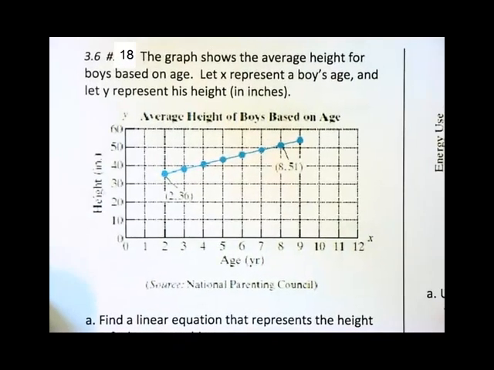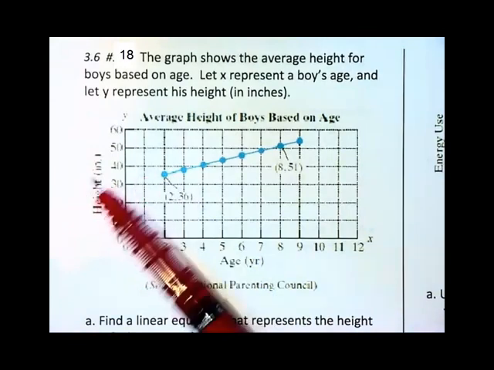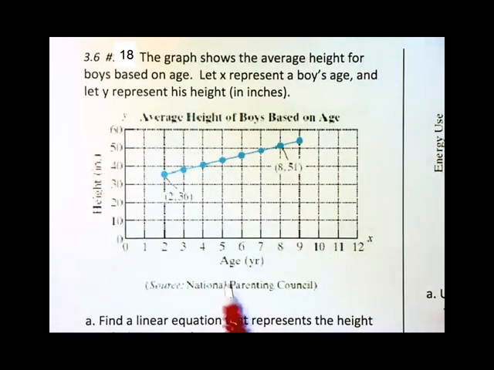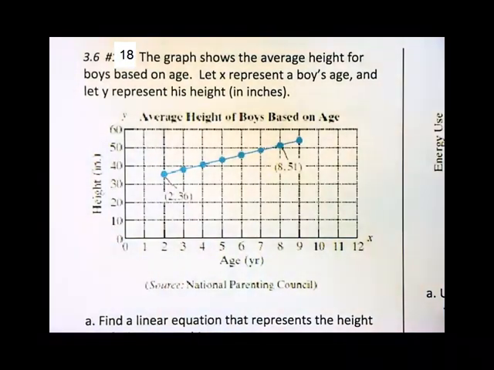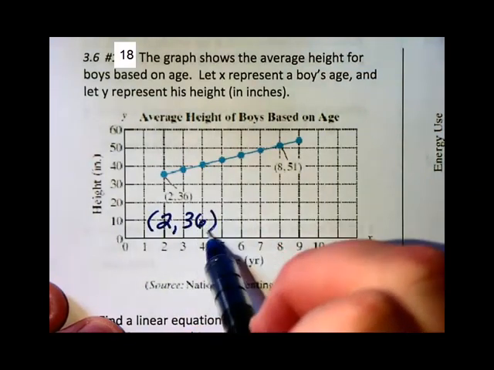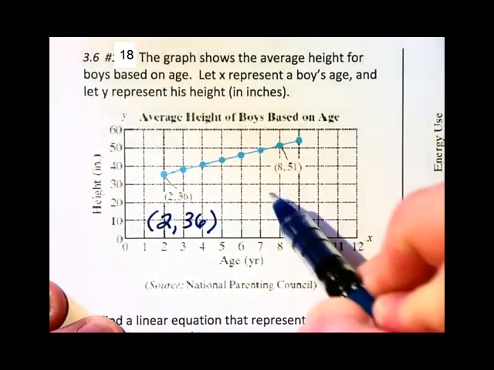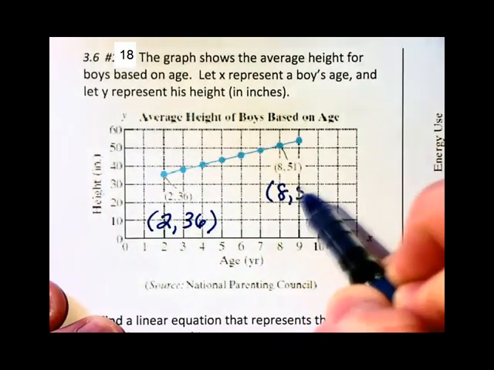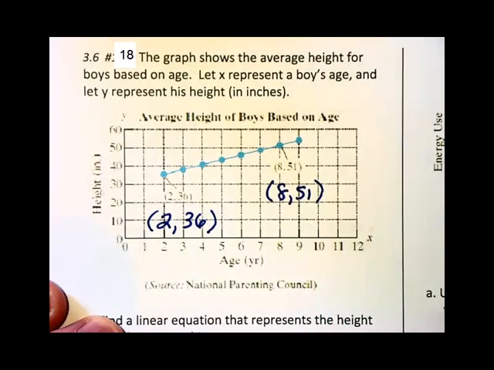Again, we are given a graph dealing with the average height of boys at various ages, and we want to see that the height is in inches and the age is in years. Always identify whatever you can here. We can't see it all that well, but I'm going to identify a little bit better (2, 36). I also see the point (8, 51) on that graph. So those are the 2 points of interest here.